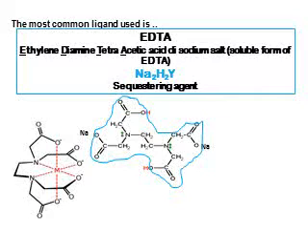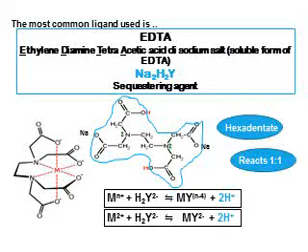If you see the structure here, you'll see that the metal forms 6 bonds with EDTA. You don't have to memorize the structure, it's just to know it, to see it. So 6 bonds means it's polydentate, or we can also say hexadentate. It reacts 1 to 1, which makes the calculation easy.